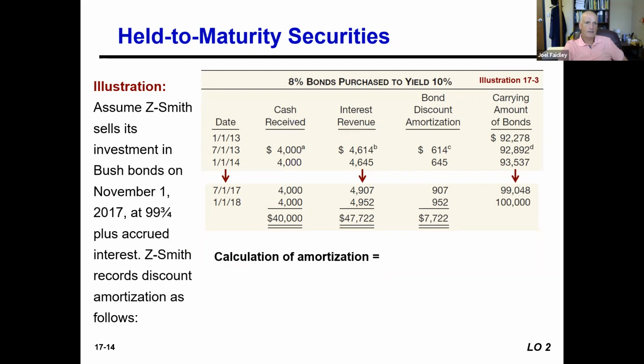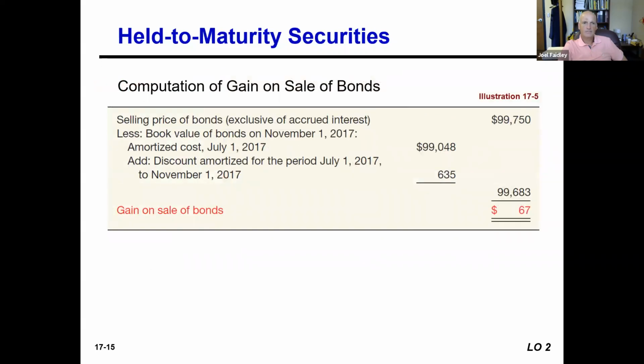All right, here's assuming they sell the investment during the middle of a period. I want to skip that.